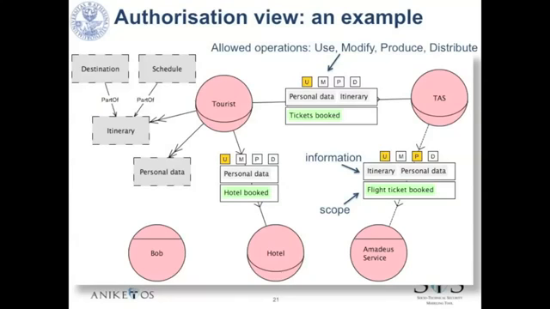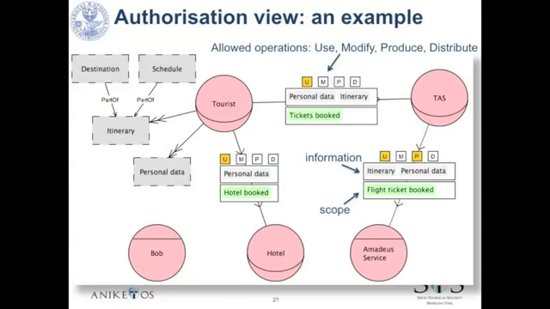The second slot refers to the information for which one is passing authority. So tourist is actually authorizing TAS to use his personal data and itinerary. And the third slot refers to the scope. So here we specify the goals for which one is authorized to manipulate those informations. So the actual authorization taking place here is that the tourist is authorizing TAS to use his personal data and itinerary to achieve tickets booked.